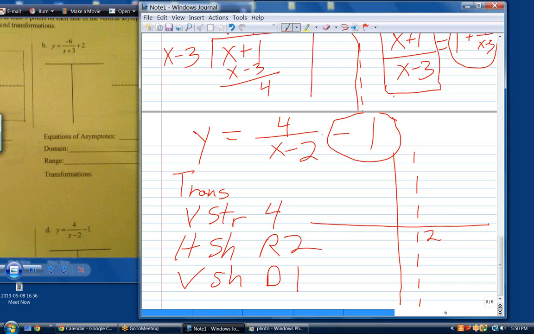What would the horizontal asymptote be if I didn't have this minus 1? If I just had 4 over x minus 2? It would be 0. Remember, the horizontal asymptote is always y equals 0 if the power of x in the denominator is greater than it is in the numerator, and there isn't one in the numerator. So our horizontal asymptote for this part right here is y equals 0, but since everything is moved down by 1, the horizontal asymptote has to be y equals minus 1.